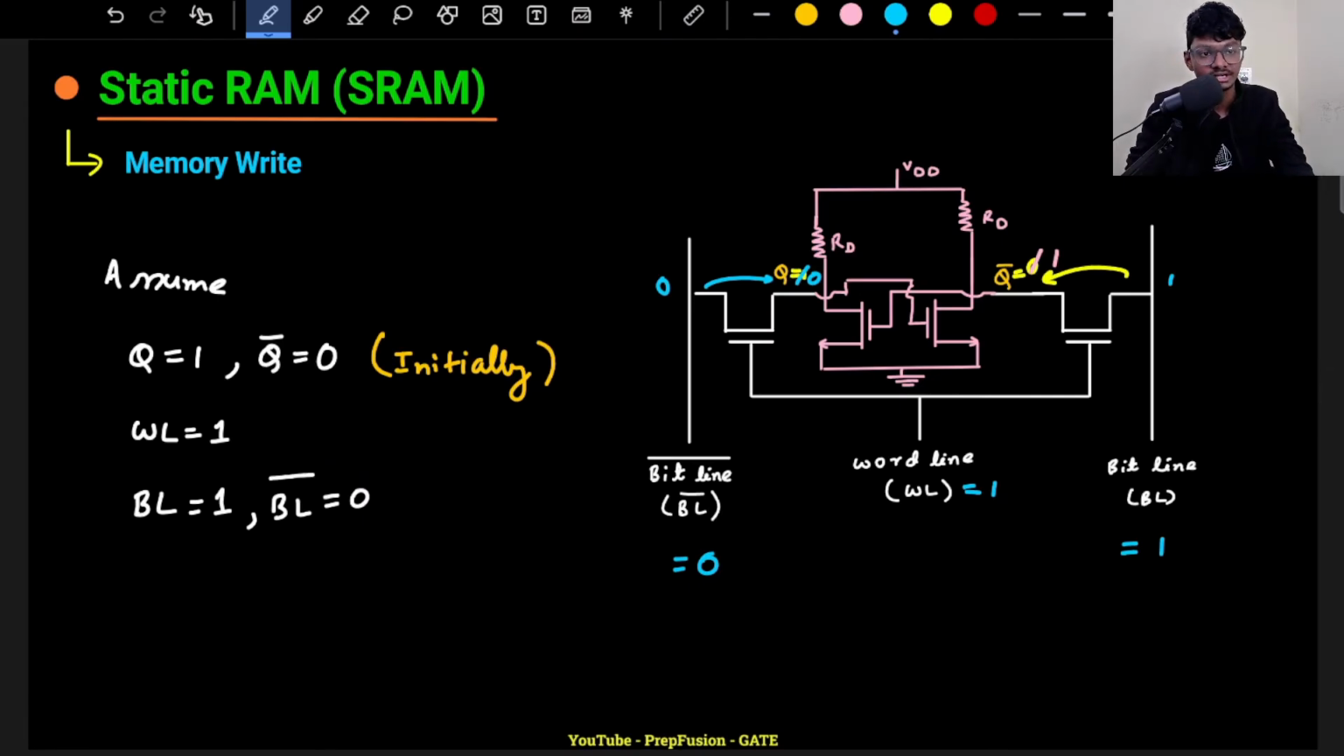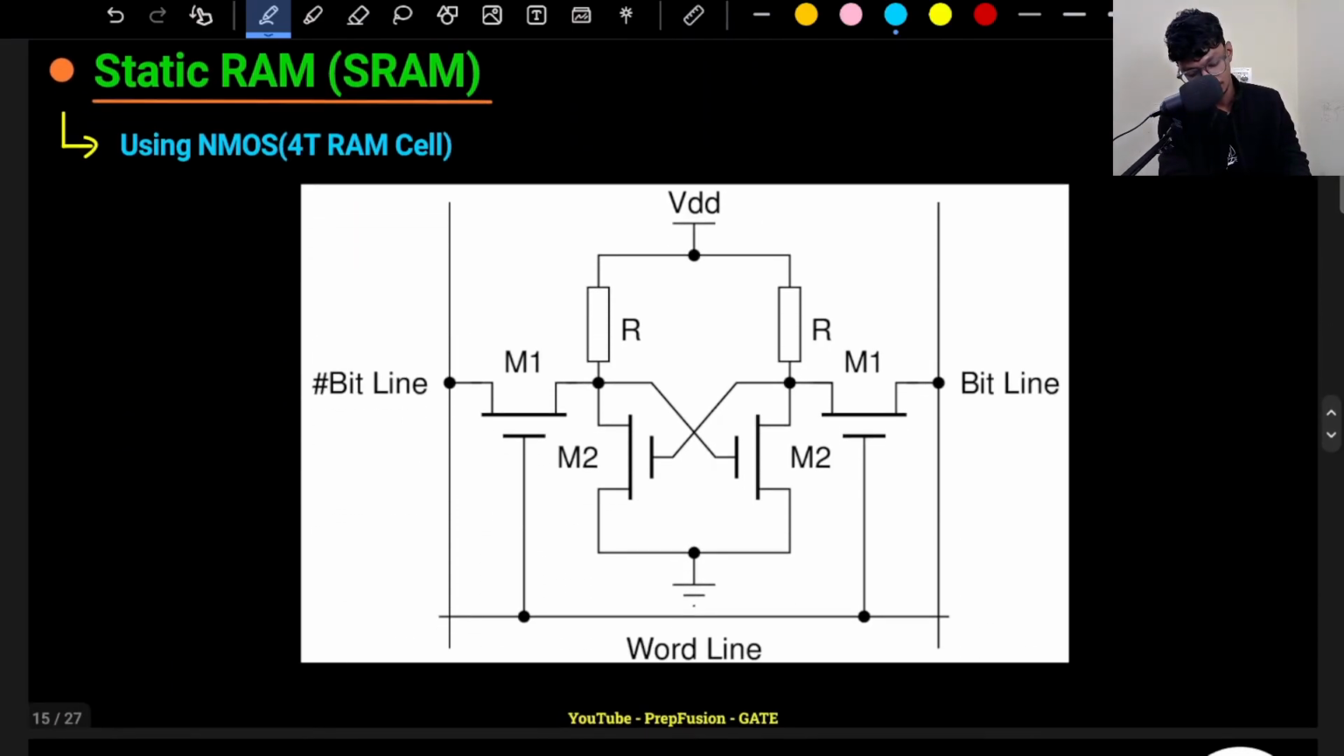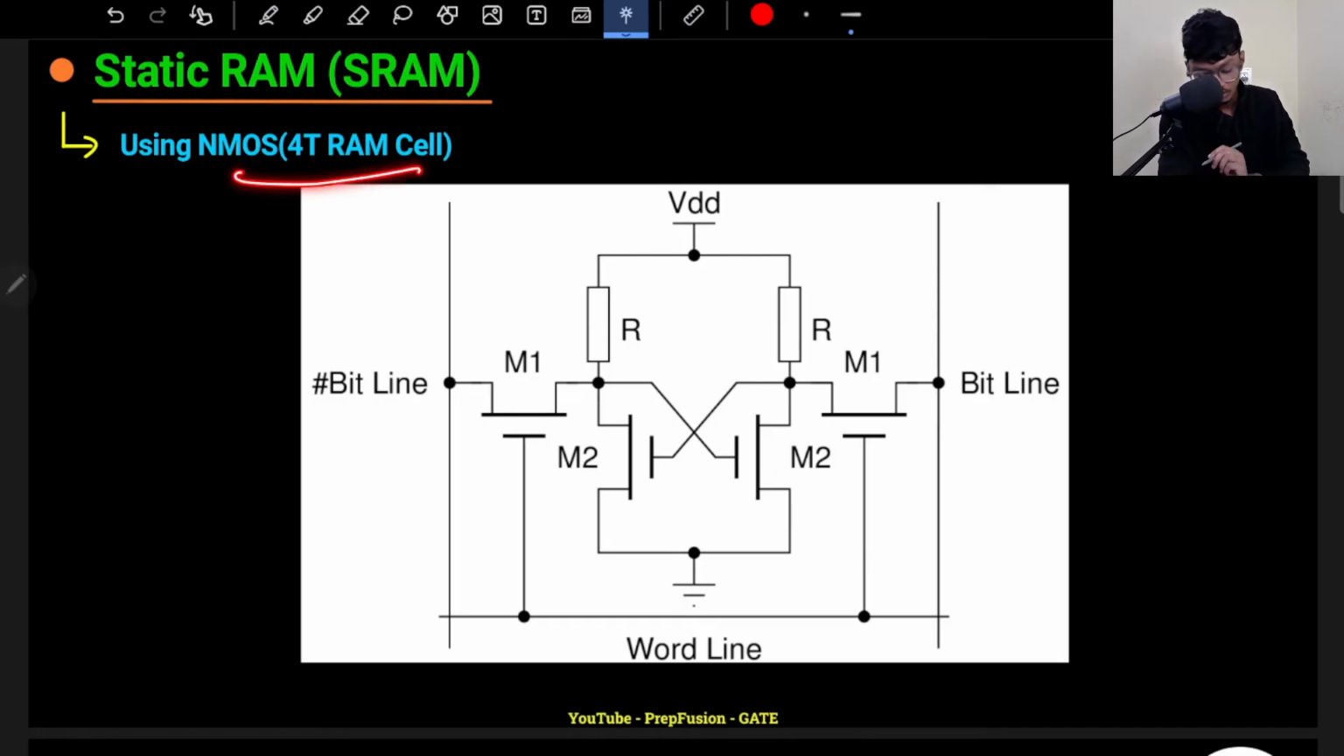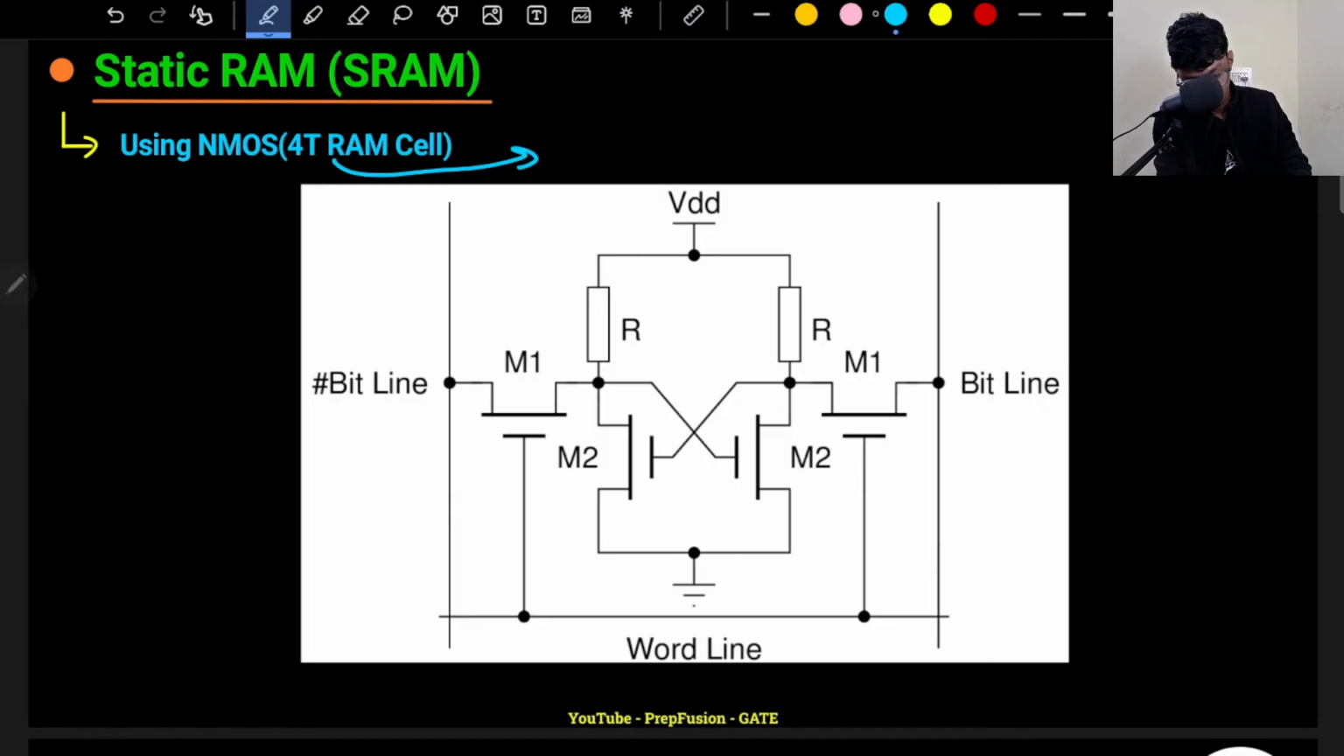You just need to understand the circuit diagram. You should be familiar with this bookish circuit diagram, because they can ask you the circuit diagram. So this is a 4T RAM cell. Why? Because we are using four MOSFETs, 4 transistors. That's why it is known as the 4T NMOS RAM cell.